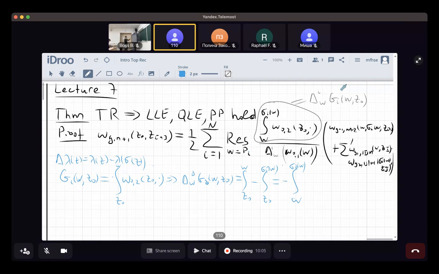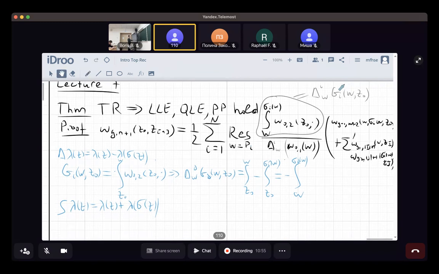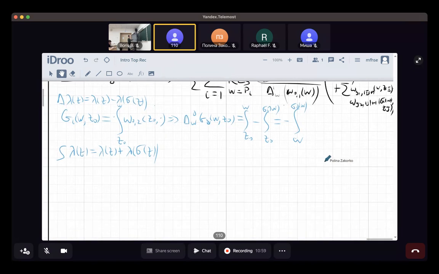Okay. So we have here this guy, and also we had this S of lambda of z is equal to lambda of z plus lambda of sigma of z. And so what we want to prove is linear, quadratic, and projection property. What does linear loop equation mean? It means that S of omega g n is holomorphic near the ramification points and has at least a zero of order one.